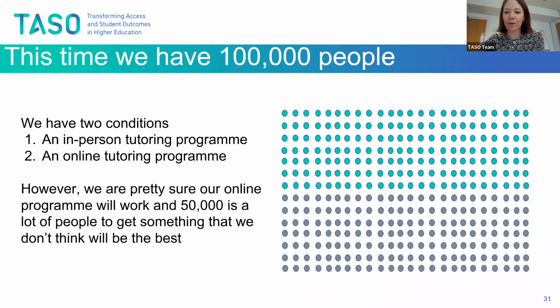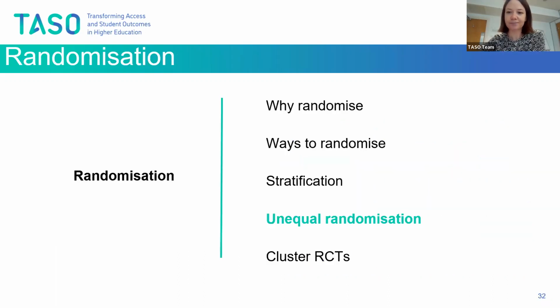What we need to consider here is that because we're pretty sure that online tutoring is going to work, 50,000 students seems like quite a lot of people to get an intervention that we're actually not sure is the best option. Or, as I said on my previous slide, it might be linked more to risk or expense. So 50,000 people is a lot of people to pay to be in control, or a lot of people to give an intervention that we think carries some risk. It could be on any of those factors.